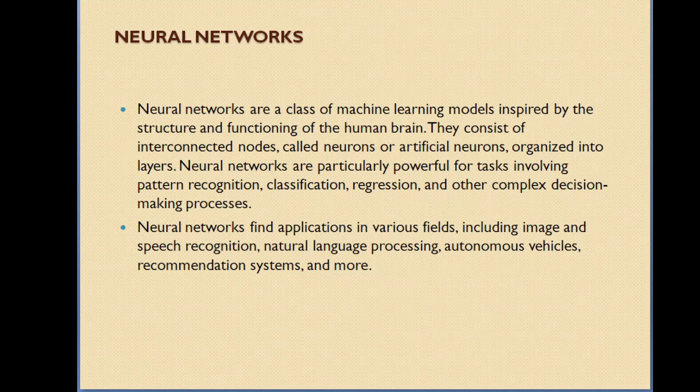Neural networks, in comparison to other algorithms, are another powerful technique, as they are used for pattern recognition, classification, regression, and other complex decision-making processes. Every image and speech recognition you see is done by neural networks. We have NLP, which is natural language processing, which also uses neural networks, and autonomous vehicles and recommendation systems. All these things are managed by neural networks, as it is a very powerful technique to use.